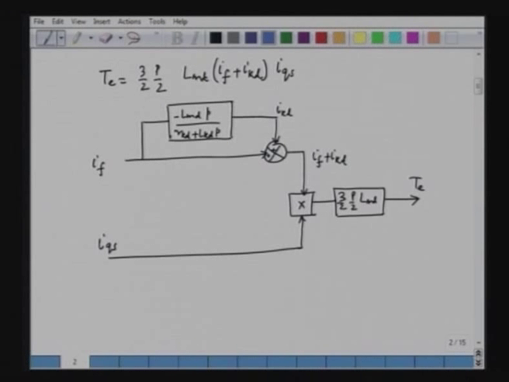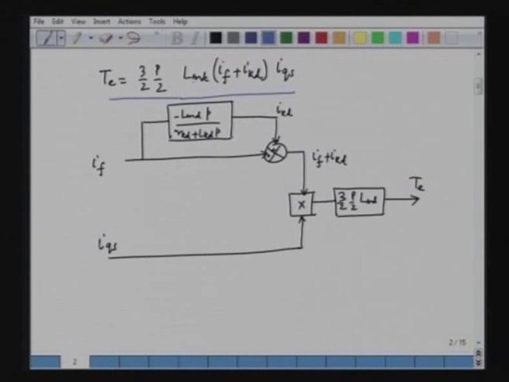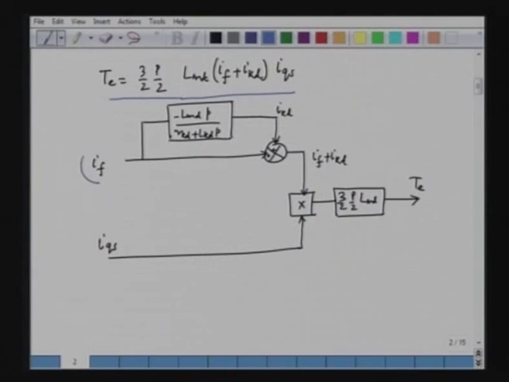This is our expression for the torque that we discussed in the last lecture. For the vector control drive, we have Pe is equal to 3 by 2 into P by 2, Lmd into (If plus Ikd) into Iqs, and here Ikd is non-zero, because the field current is variable. So, this is now variable.